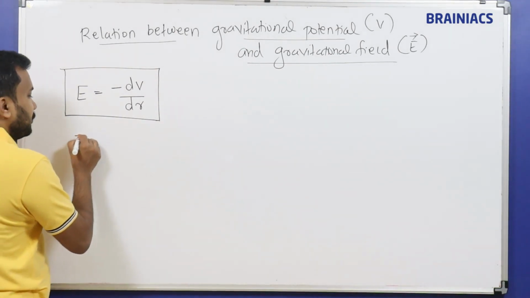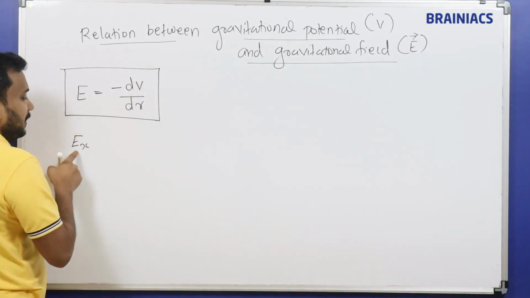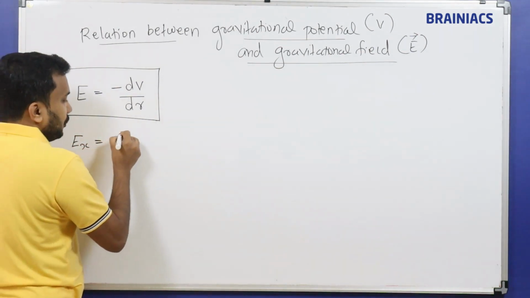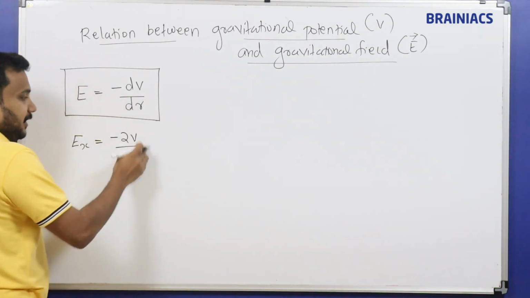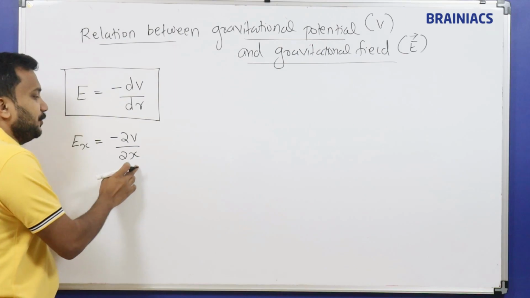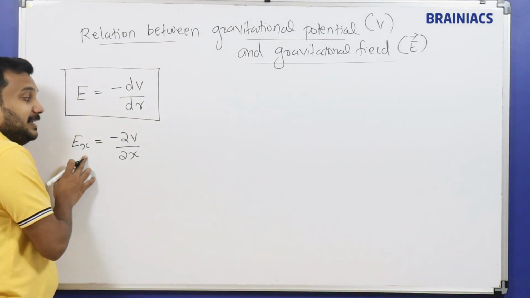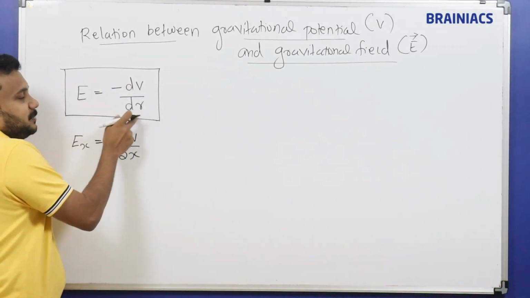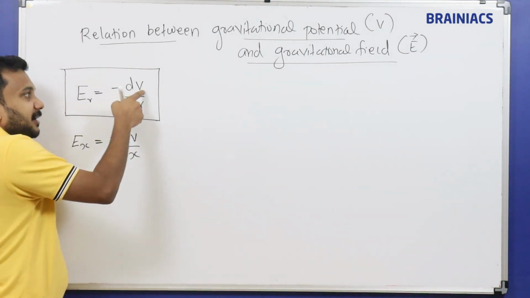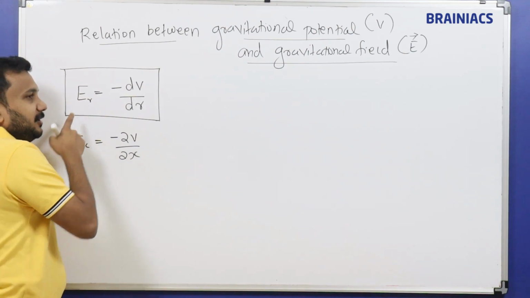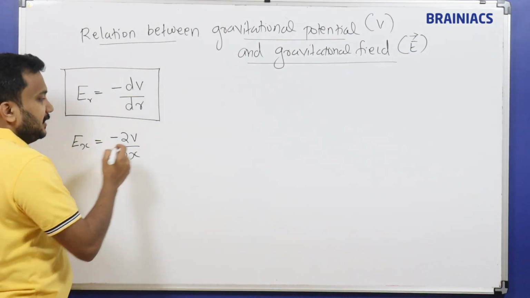Suppose in case of x coordinate, if the field is along the x direction, then the potential gradient along the x direction is dou V divided by dou x, which means dV by dx. If you differentiate this one, you will get Ex. This is with respect to r, at a distance of r meter away. If the potential at r meter away is given, you can find out the gravitational field intensity.